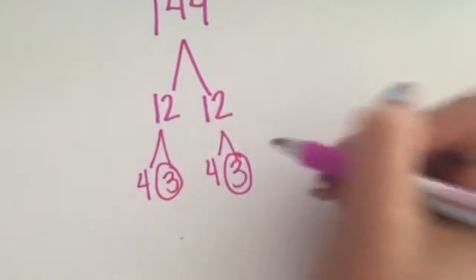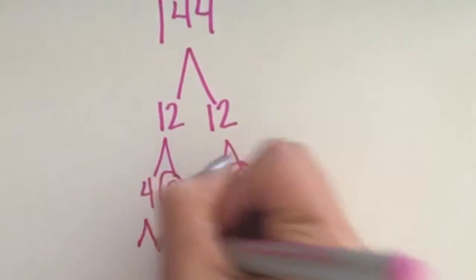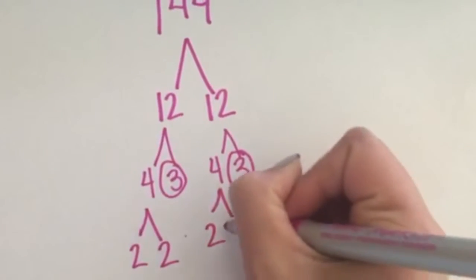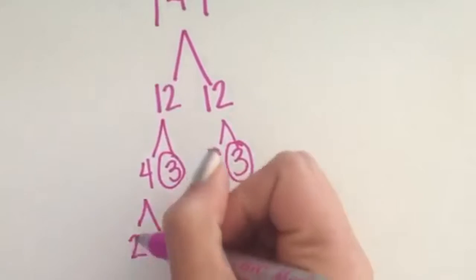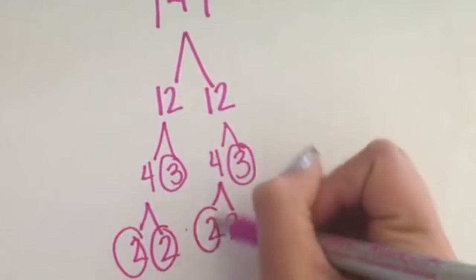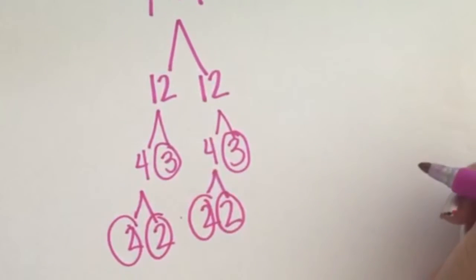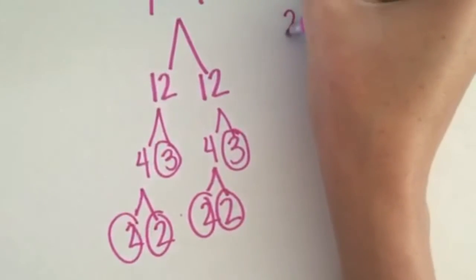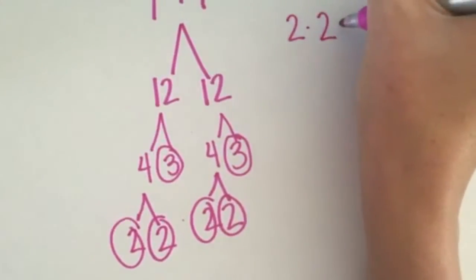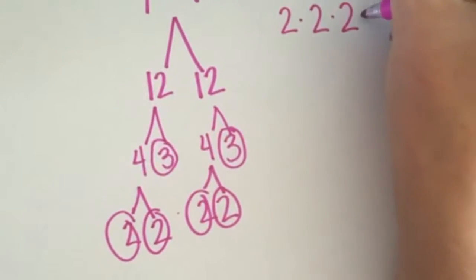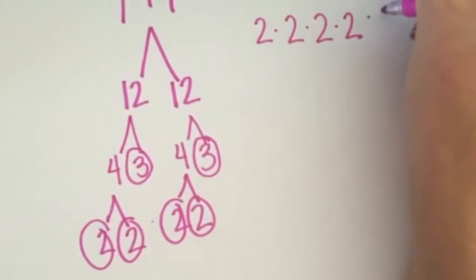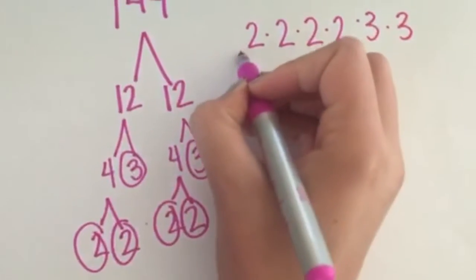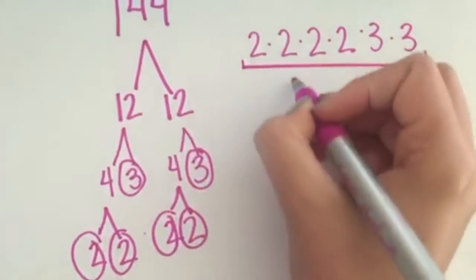So we're going to circle that 3. And we are going to factor 4 again with 2 times 2. 2 is a prime number, so we will circle all of those 2's. So the prime factorization of 144 is 2 times 2 times 2 times 2 times 3 times 3. So right here is the prime factorization.